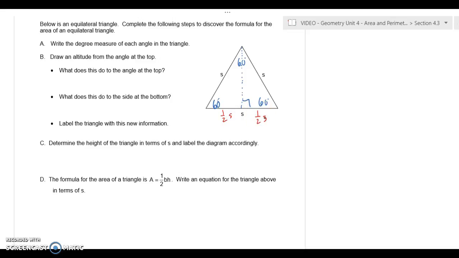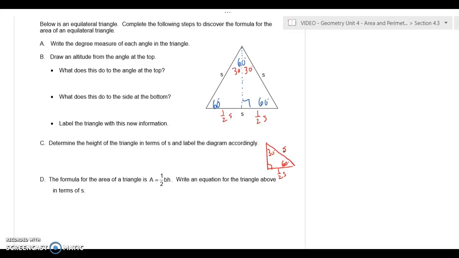Okay, so what does this do to the side at the bottom? Again, when we drop that in, that's going to bisect it. Label the triangle with this new information. Now that we have this new information, we're going to try and determine the height of the triangle. If this angle here was 60 and it's been bisected, that's now going to give us 30s. What we've created then is a 30, 60, 90 triangle. And the bottom here, again just translating that side over, is 1/2 S. And the side here is S.